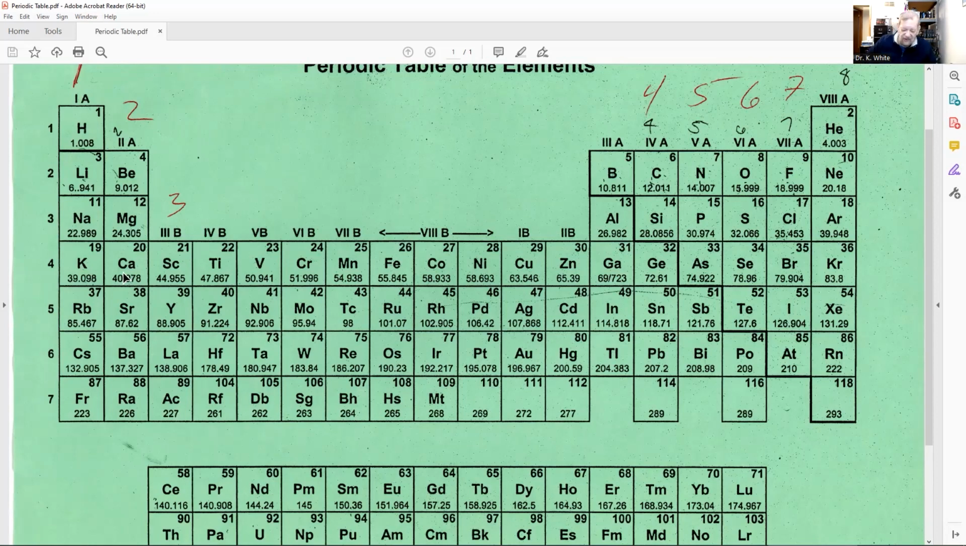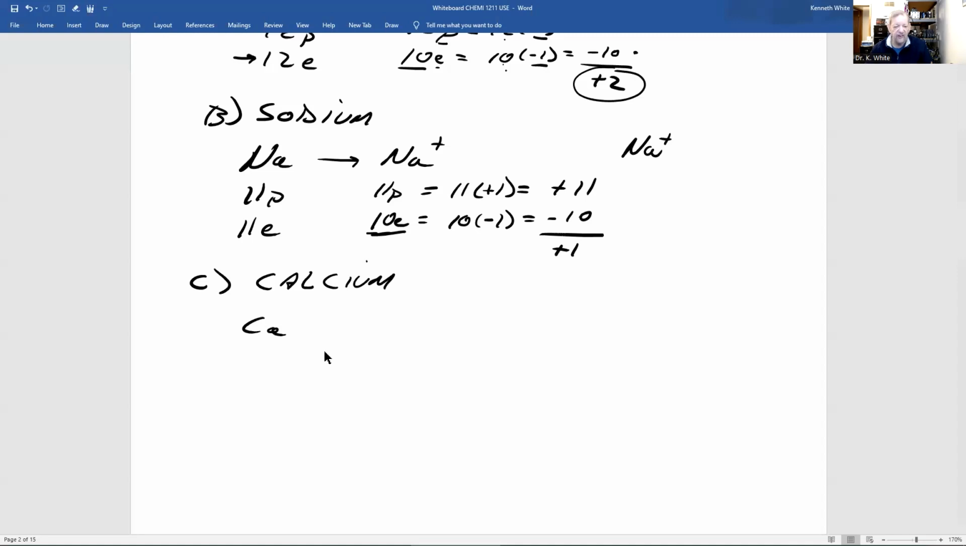All right, let's do it. Question is, what ion does calcium, Ca, form? Well, first of all, you have to find out how many electrons and protons calcium has, and you look at the atomic number, 20. So calcium has 20 protons and 20 electrons.